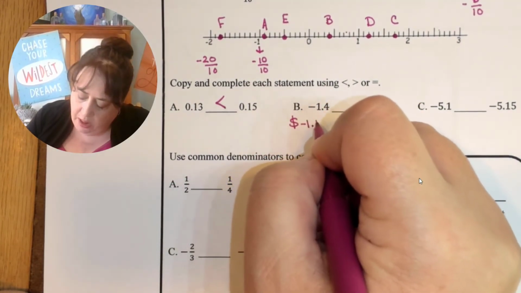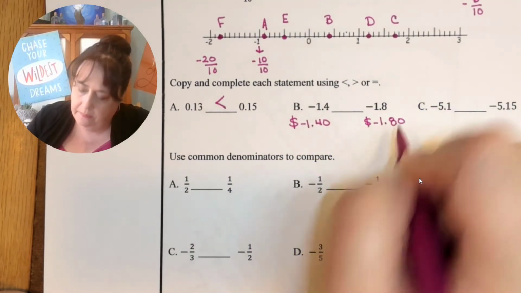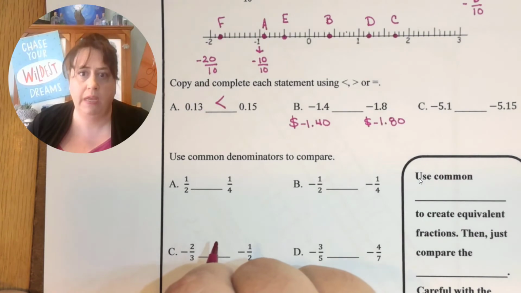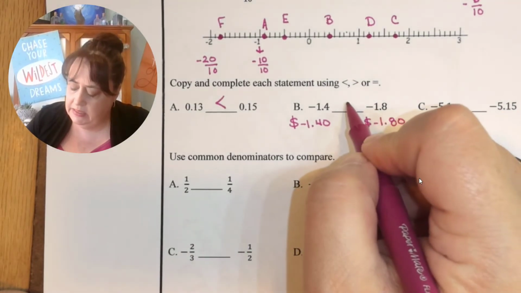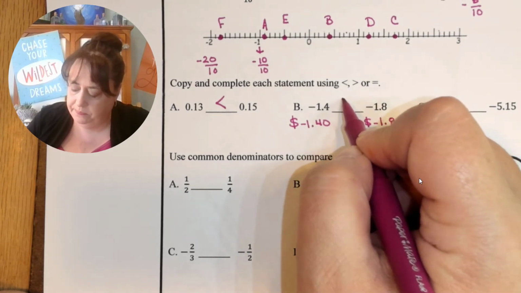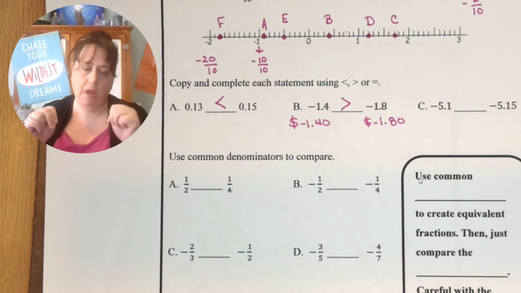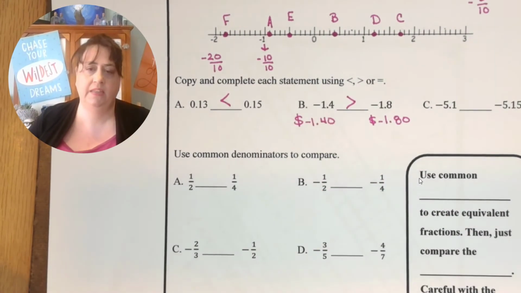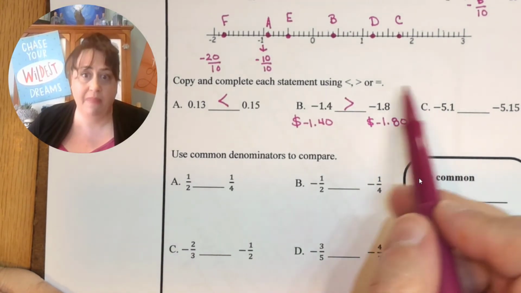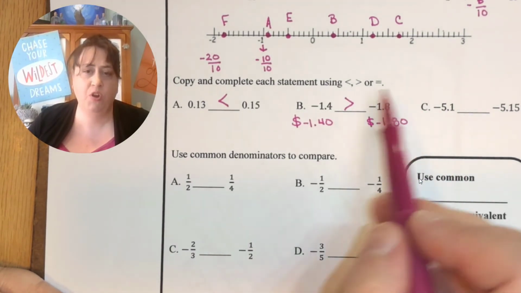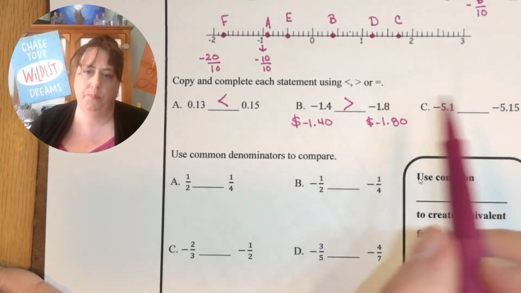If I owe you $1.40 or if I owe you $1.80, I owe you more money when I owe you $1.80, right? Which means I'm in worse shape. Which means I have more money when this is happening, or I have less money to my name. When you're more in debt, you have less money. So that's how I think about these.